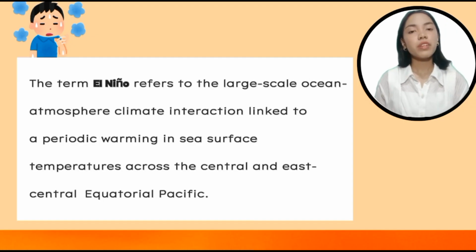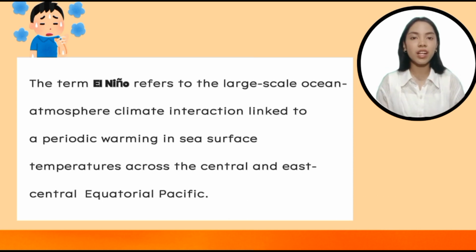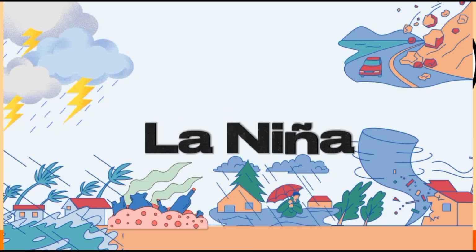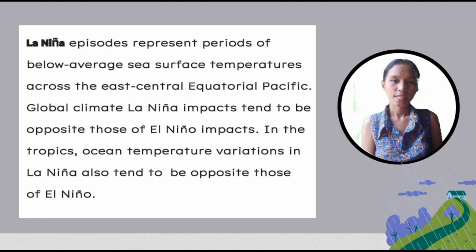The term El Niño refers to the large-scale ocean-atmosphere climate interaction linked to a periodic warming in sea surface temperatures across the central and east-central equatorial Pacific. La Nina episodes represent periods of below-average sea surface temperature across the east-central equatorial Pacific. Global climate La Nina impacts tend to be opposite those of El Nino impacts. In the tropics, ocean temperature variation in La Nina also tend to be opposite those of El Nino.